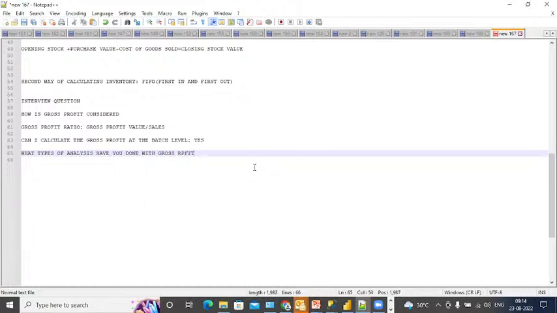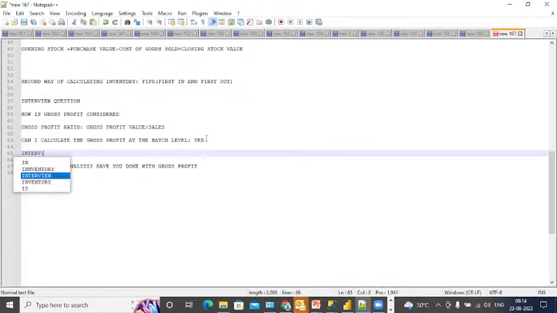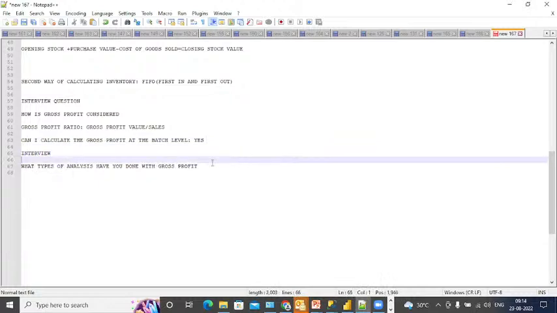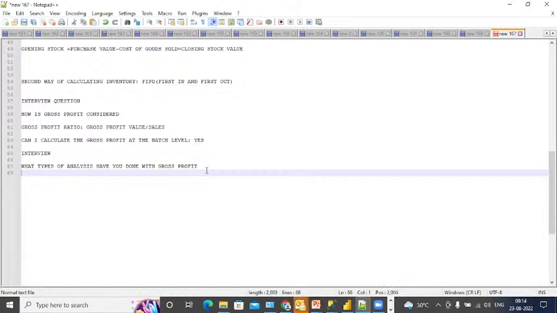Now one thing would be, what types of analysis have you done with gross profit? This is an interview question which could be asked, that what kind of analysis have you done with gross profit? So first of all, you need to answer that we weed out the items with negative or below average gross profit, क्योंकि उनको बेचने का कोई मतलब नहीं है, right?